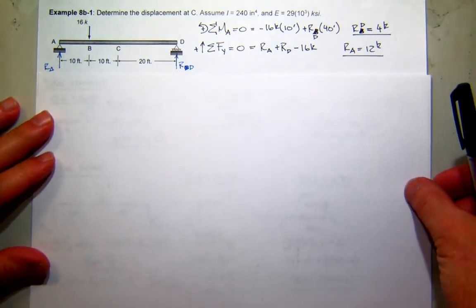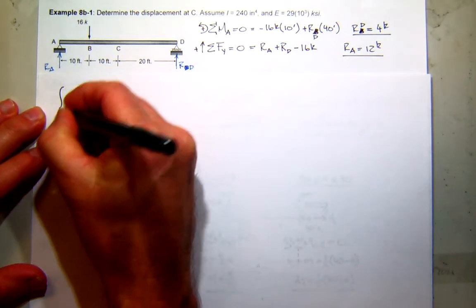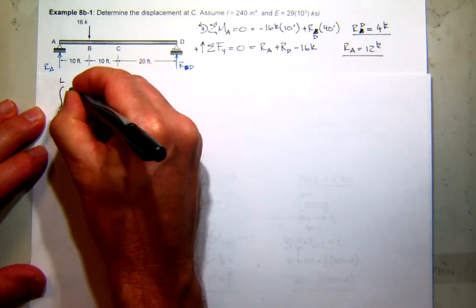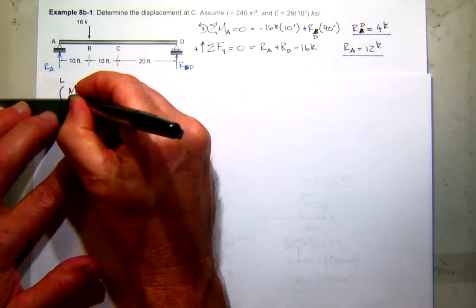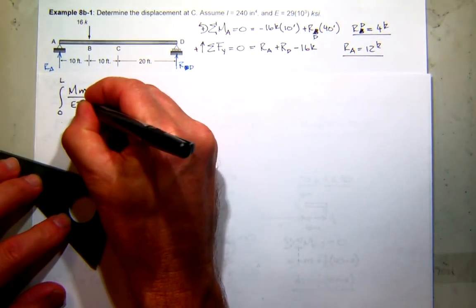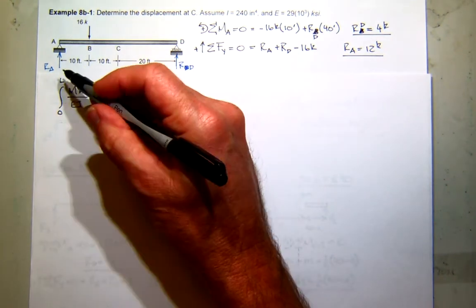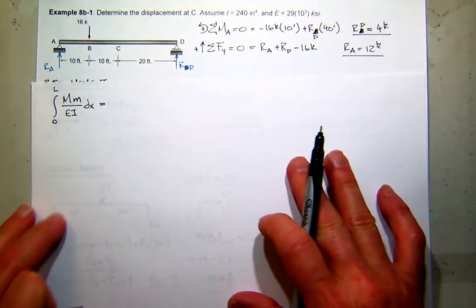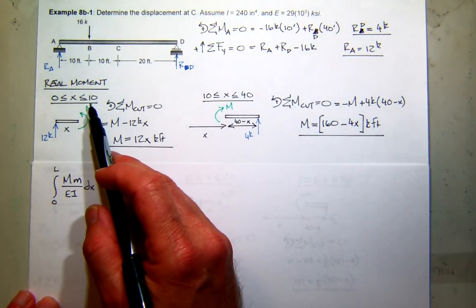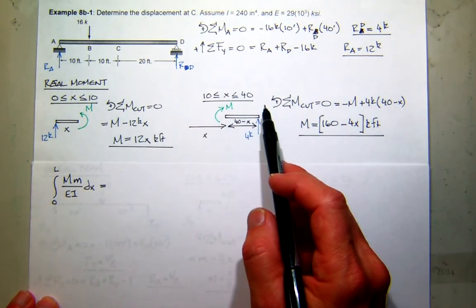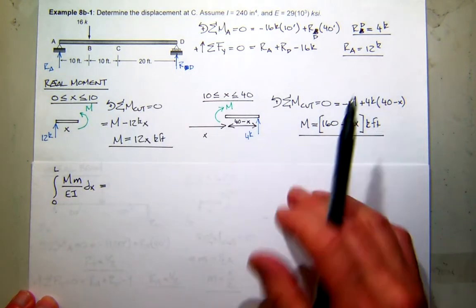So now going back to the problem, what are we going to do? Remember, the original definition was we're going to integrate over the length the real moment times the virtual moment divided by EI. Can we integrate the full length, 0 to 40? No. Well, first let's look at the real moments. We've got one that goes from 0 to 10, and then this one from 10 to 40. So we're going to have to at least go 0 to 10, and then 10 to 40.